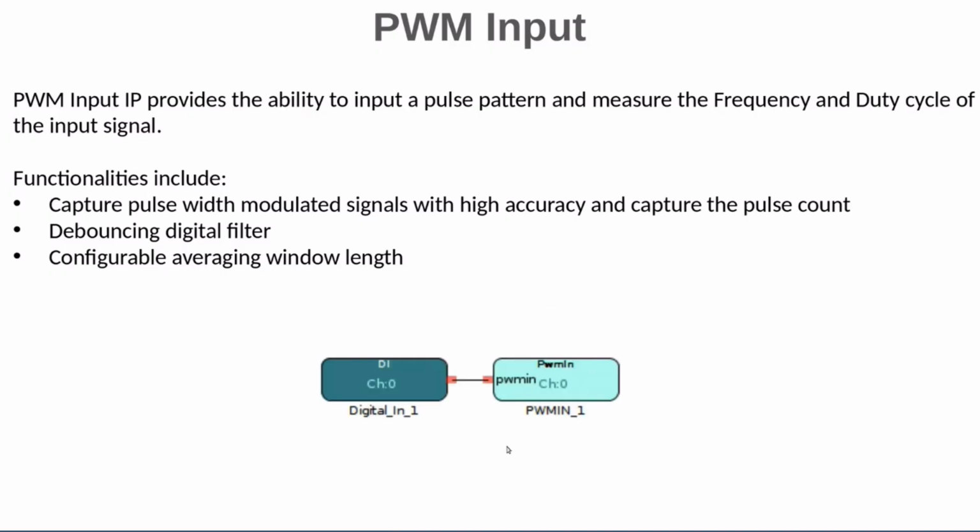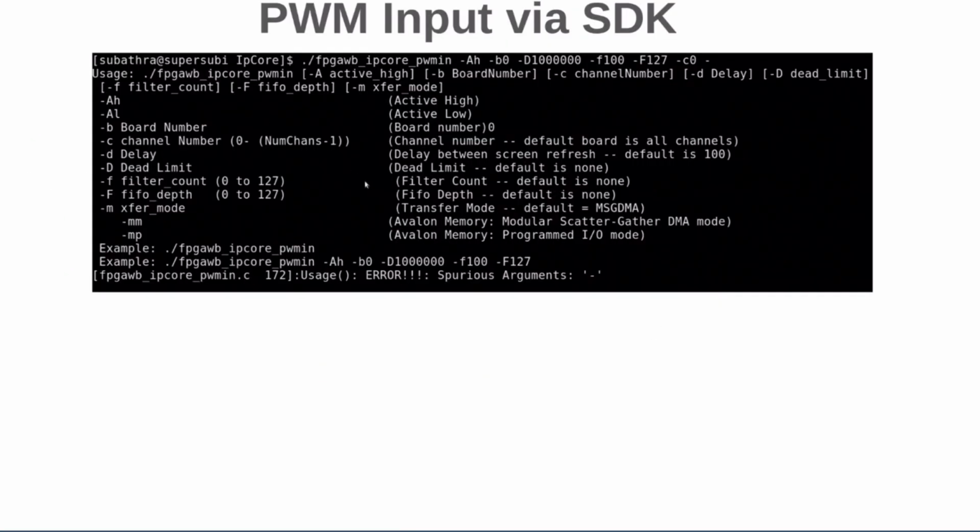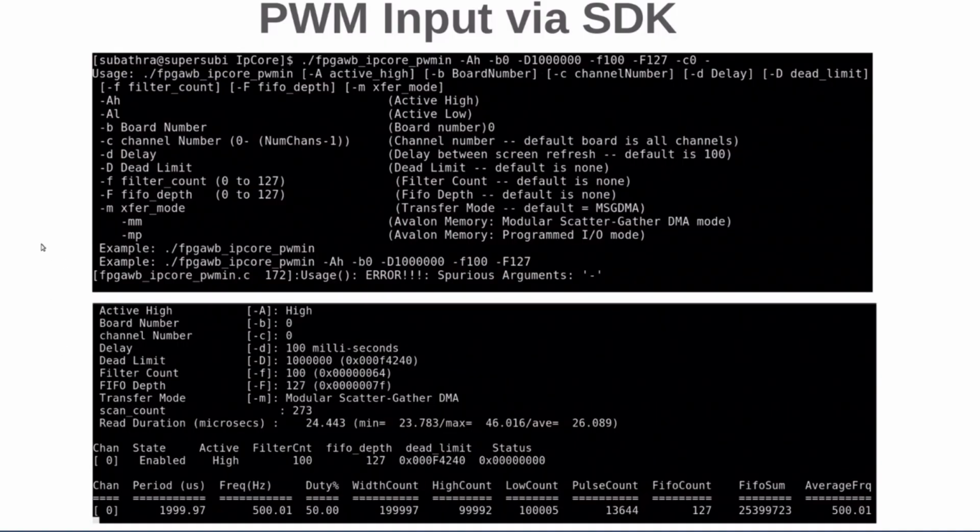So the IP can be dragged and dropped in the FPGA Workbench GUI and connected to other blocks as desired. For this demo purpose, I'm connecting it to a DIO channel. We provide software development toolkit or SDK, which can be used to write your own custom application to communicate with the IP core on the board. This is one such C application that we wrote, which allows you to demonstrate the functionalities of the PWM IP core. These are all the configurable parameters that we support.